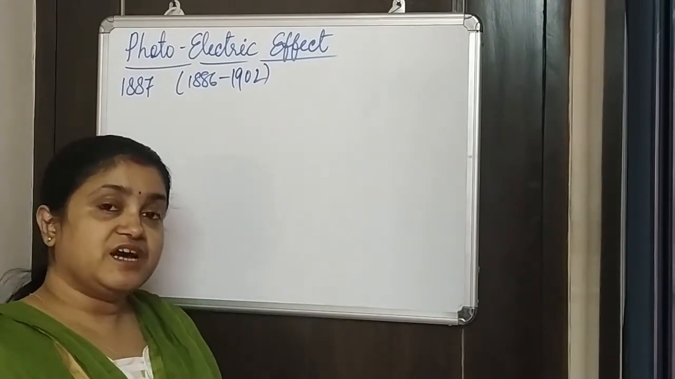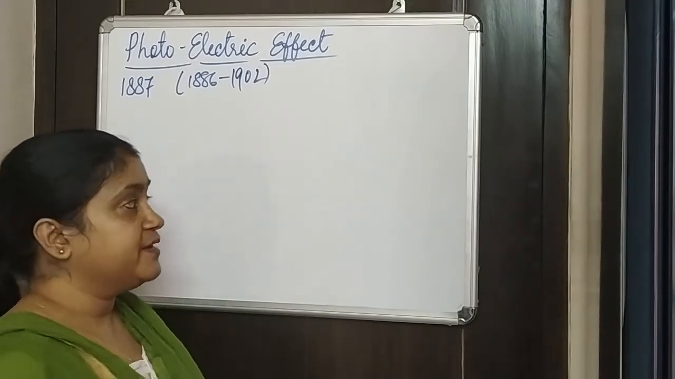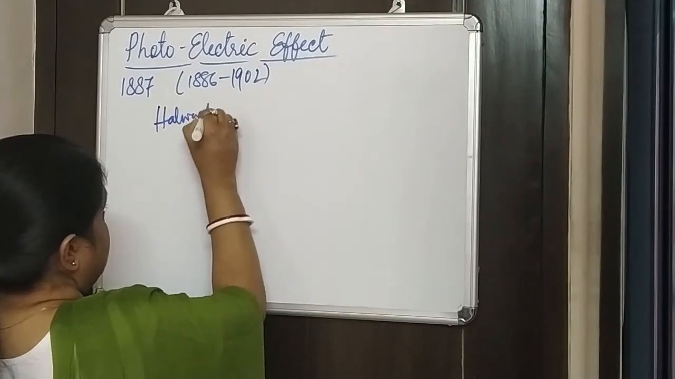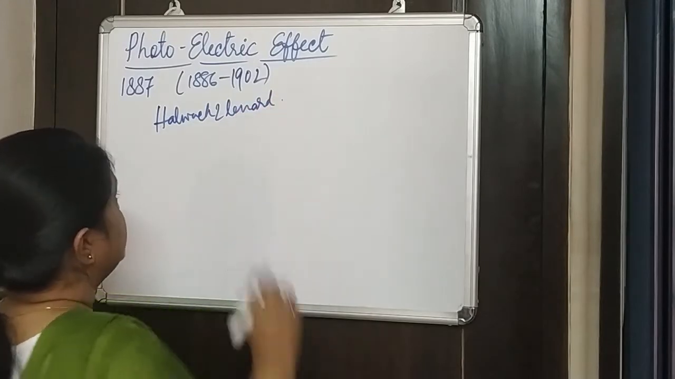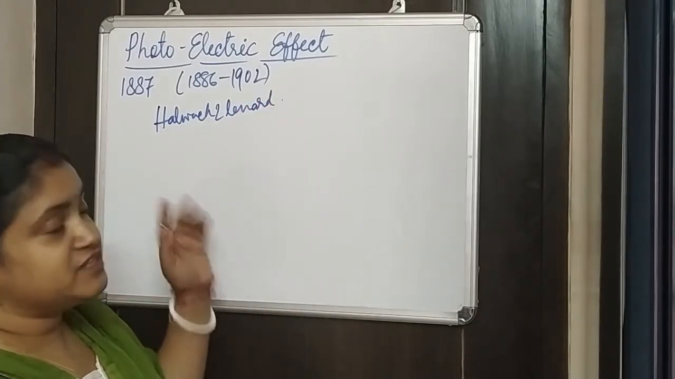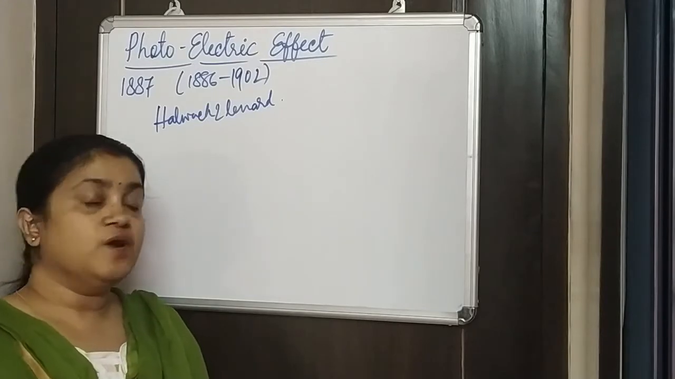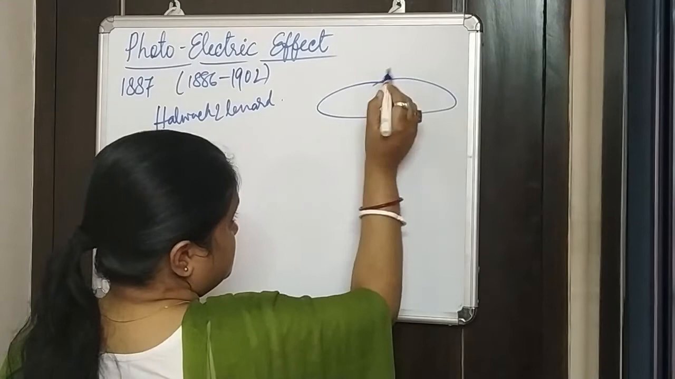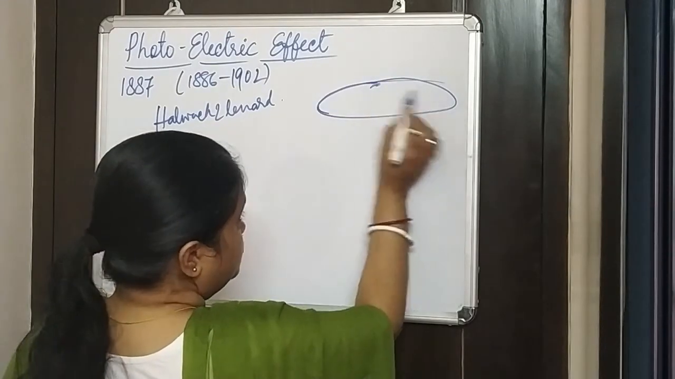But this kind of phenomenon was actually being studied by Hallwachs and Lenard around 1886 onwards. What they found is, suppose we have a tube, an empty tube or vacuum tube.